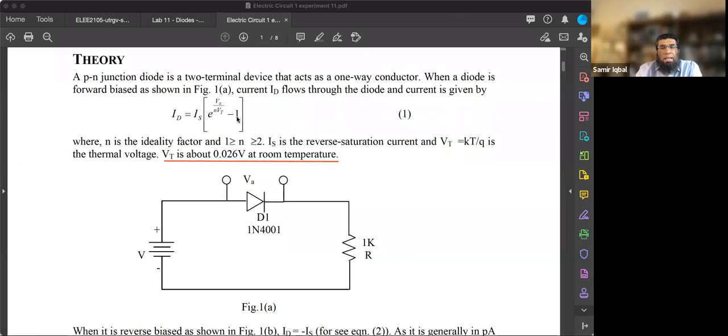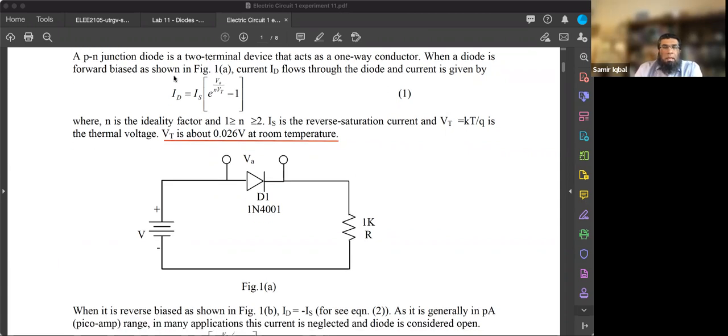the term kT by q, which we write as V_T, is a constant. Its value is 26 millivolts, or 0.026 volts. The formula for V_T is nothing but kT by q: the Boltzmann constant times temperature, divided by the unit electron charge. So it's a constant, and we just use 0.026 volts, or 26 millivolts.